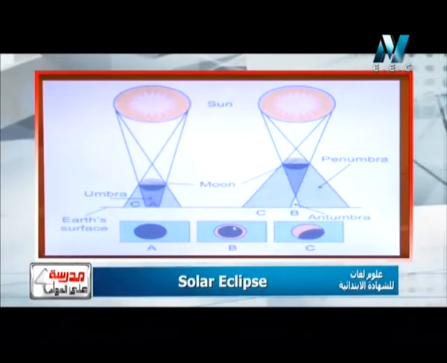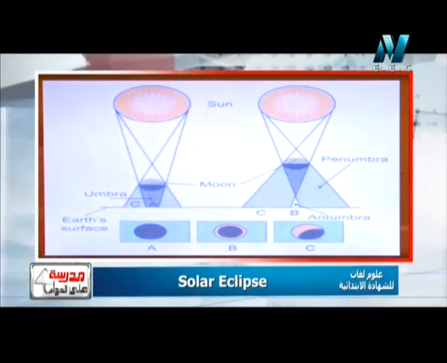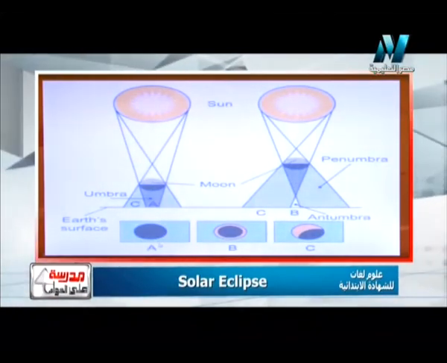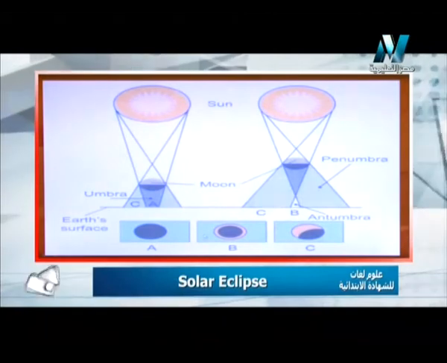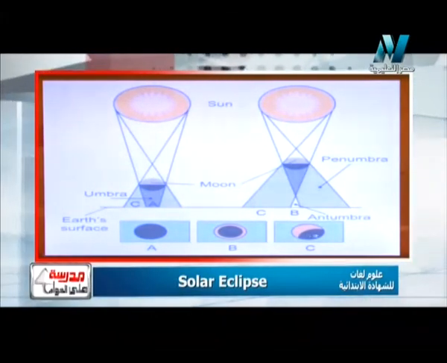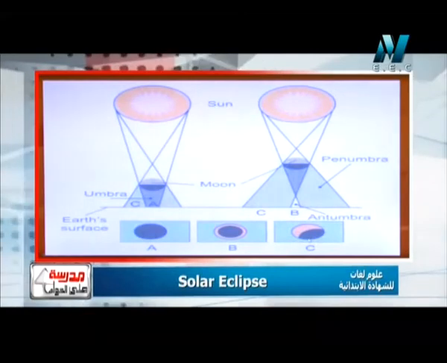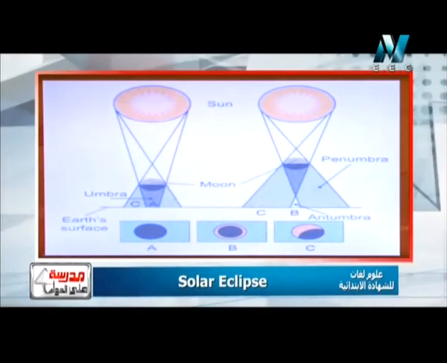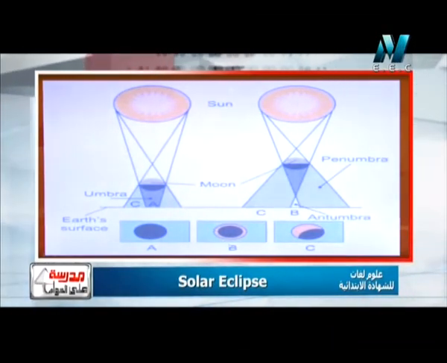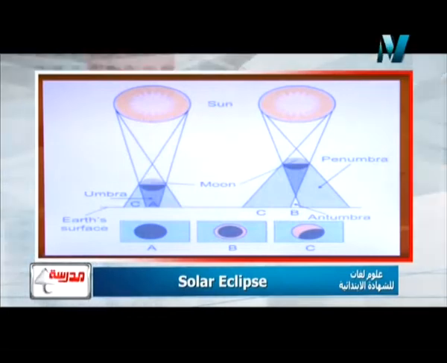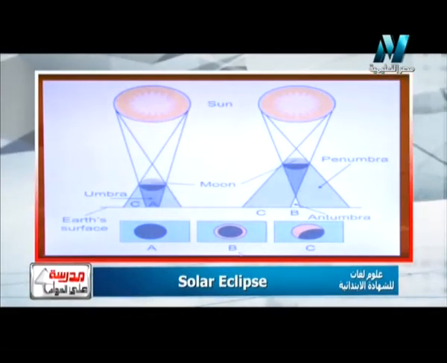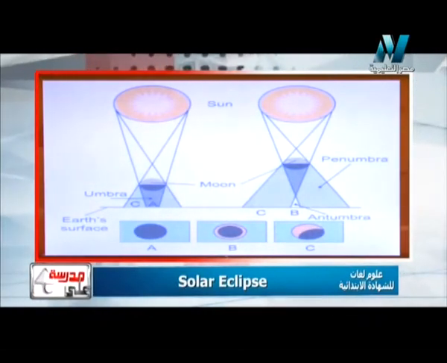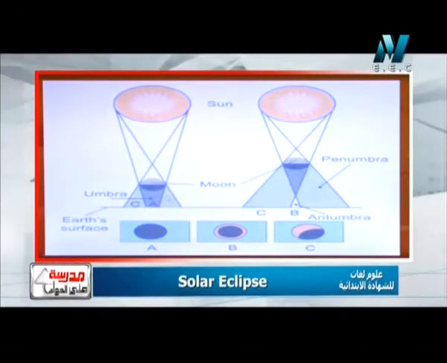Look here at the pictures at the bottom of the screen. Here I cannot see the sun completely, so it's called total solar eclipse. But here at picture C, I can see a part of the sun, so it's called the partial solar eclipse. Here at picture P, I can see only the lighted ring, the margins, the outer edges of the sun. So it's called the annular solar eclipse.